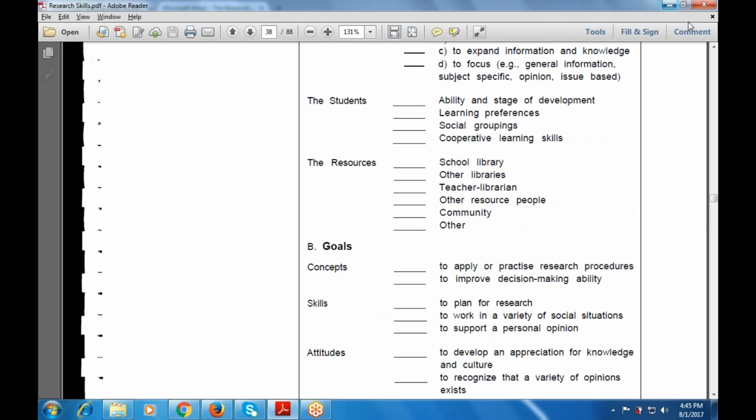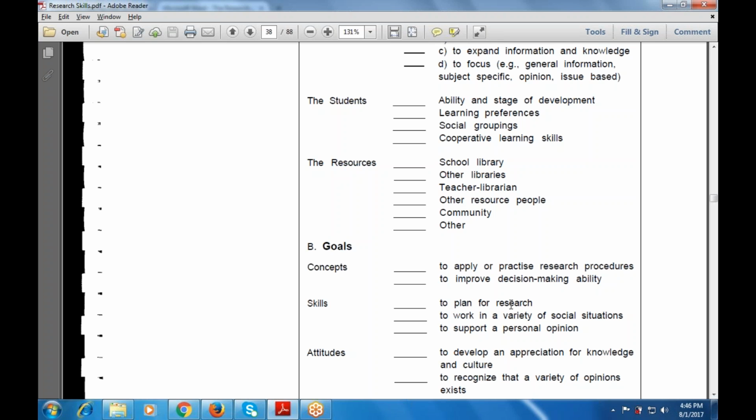Next is the goals: concept to practice or to apply research procedures to improve decision-making ability. Whatsoever the decision-making ability that will be improved by making decisions, or by applying or practicing the research procedures. The next is skills. Skills include to plan for research, to work in a variety of social situations, then to support a personal opinion, then attitude, to develop an appreciation for the knowledge and the culture.